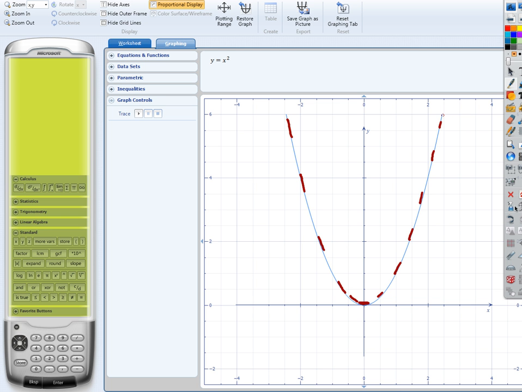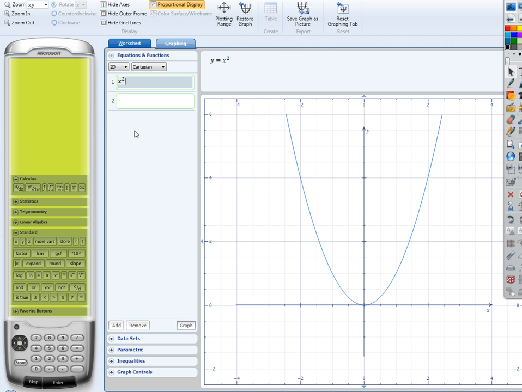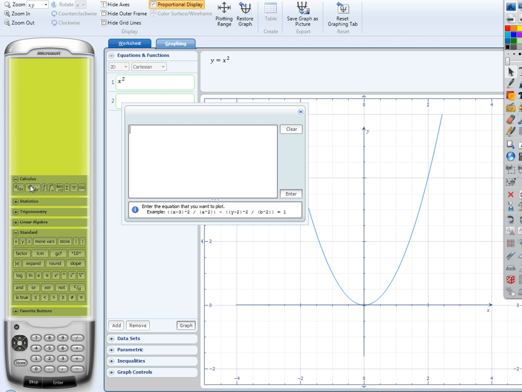And so we end up with a second derivative. And let's see if we can do this. So, graphing, equations and functions. Okay, so now I want to do derivative with respect to x of that. Okay, that looks good.